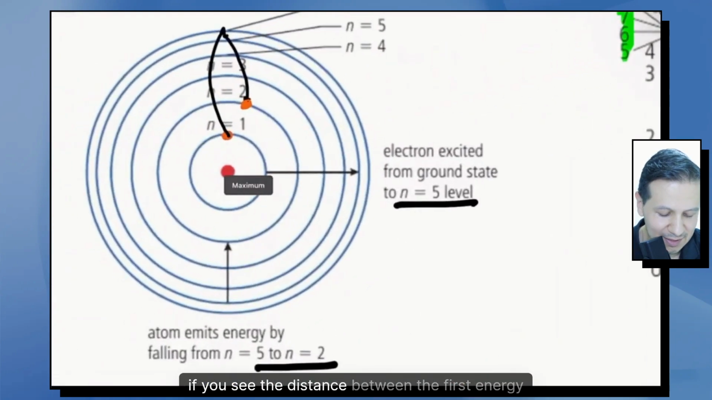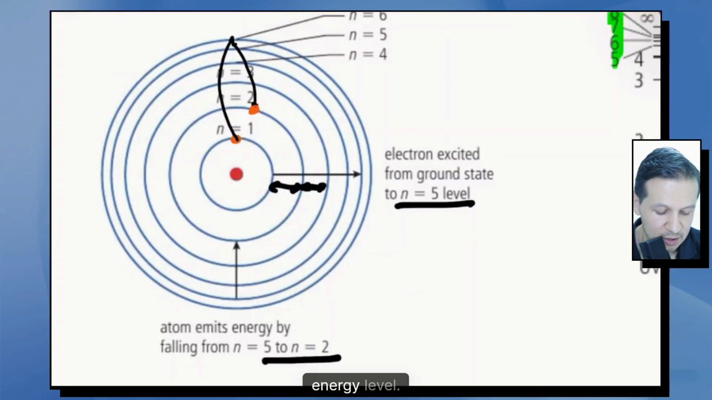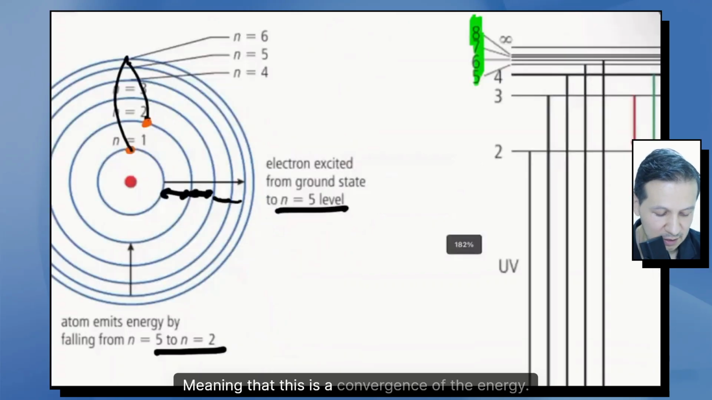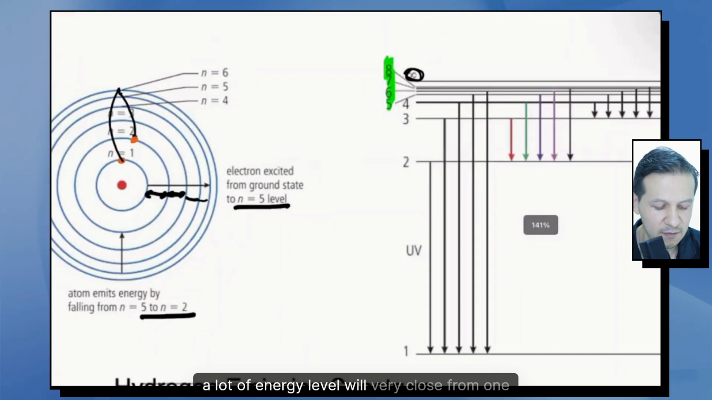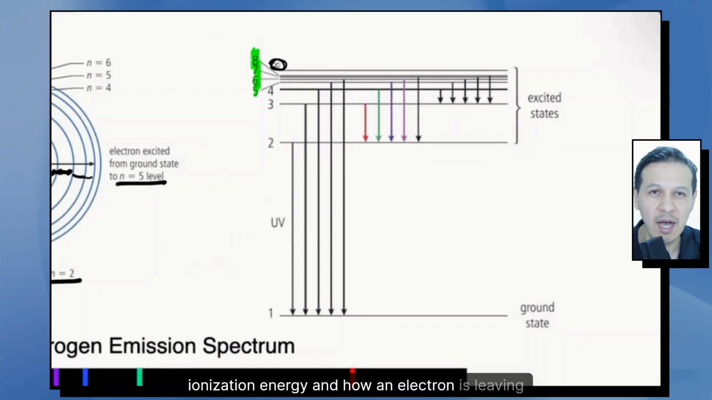If you see, the distance between the first and second energy level is larger than the distance between the second and third energy level, and it's even shorter from 3 to 4 and 4 to 5. The energy levels are getting closer and closer, meaning this is a convergence of the energy. That's why we put infinity here. A lot of energy levels will be very close to one another. Later we will understand the ionization energy and how an electron leaves the atom, but we will talk about this later.